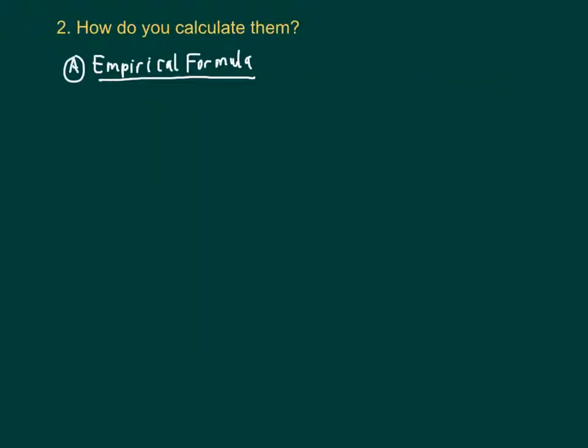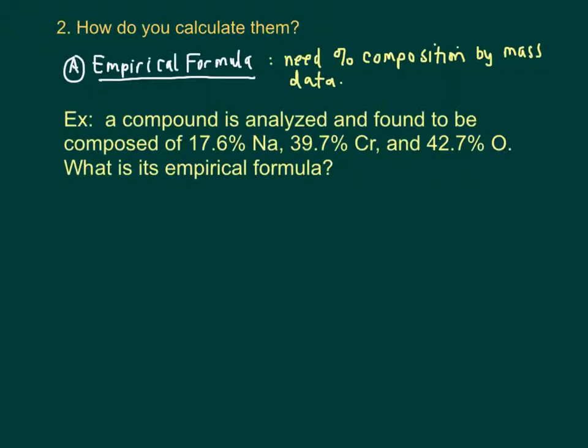All right, so let's talk about how to calculate both an empirical and a molecular formula. So we'll start with empirical formulas. How would you calculate this? In order to calculate an empirical formula, you would need percent composition by mass data for the compound. For example, you have a compound and it's been analyzed and found to be composed of the following percentages: 17.6% sodium, 39.7% chromium, and 42.7% oxygen. And it's asking for its empirical formula.